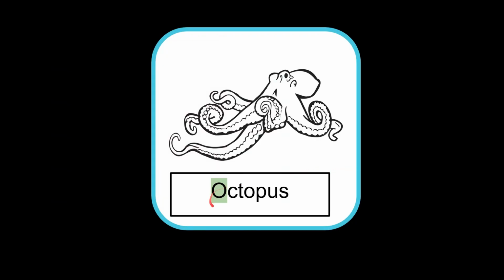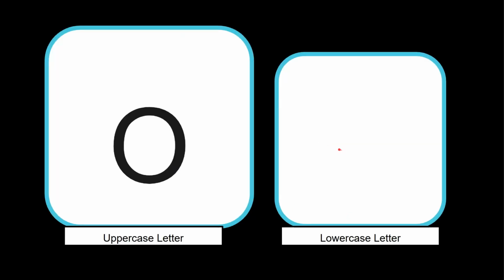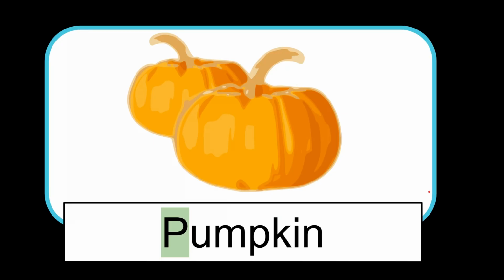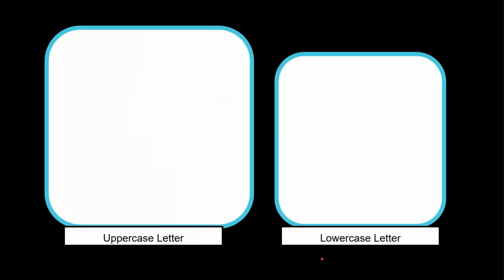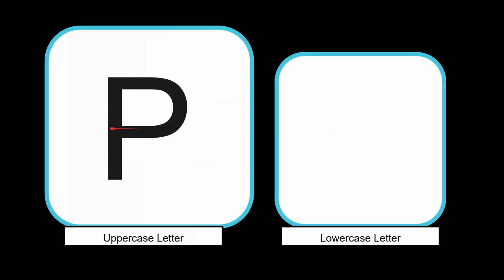Next, we have the letter O. And you'll learn the older you get that octo means 8, just like in the word octopus, because they have 8 legs. So this is an uppercase O, and a mini-me is the lowercase o right here. Next we have the letter P, just like in the word pumpkin. And we have the uppercase P, and we have a mini-me, the lowercase p.